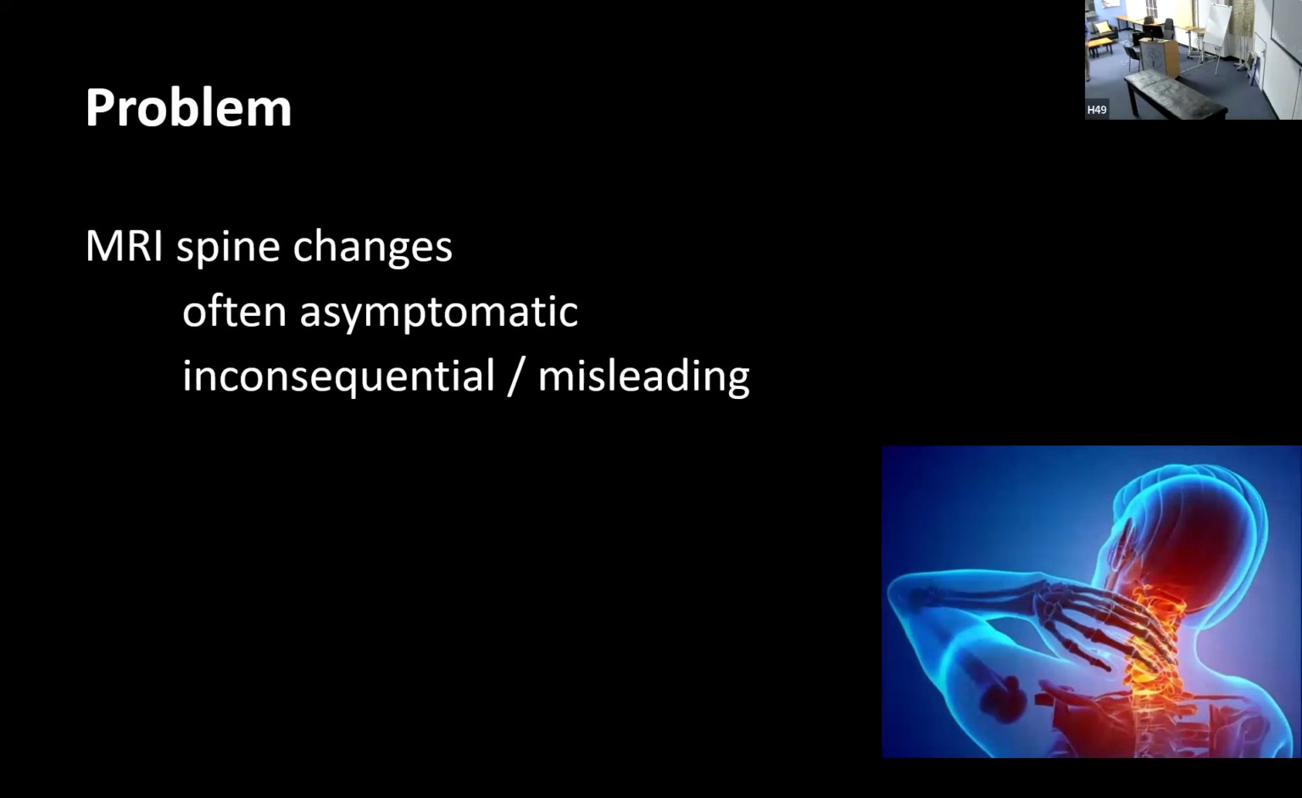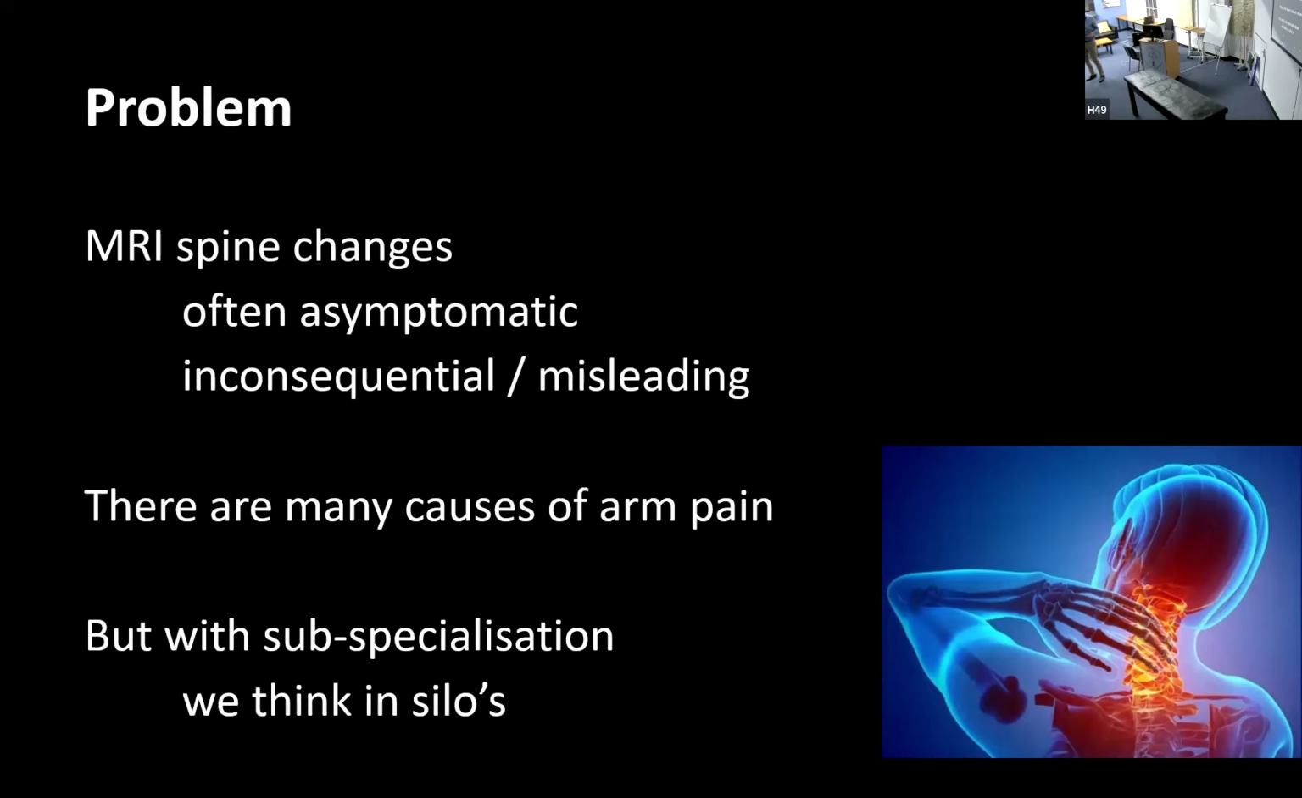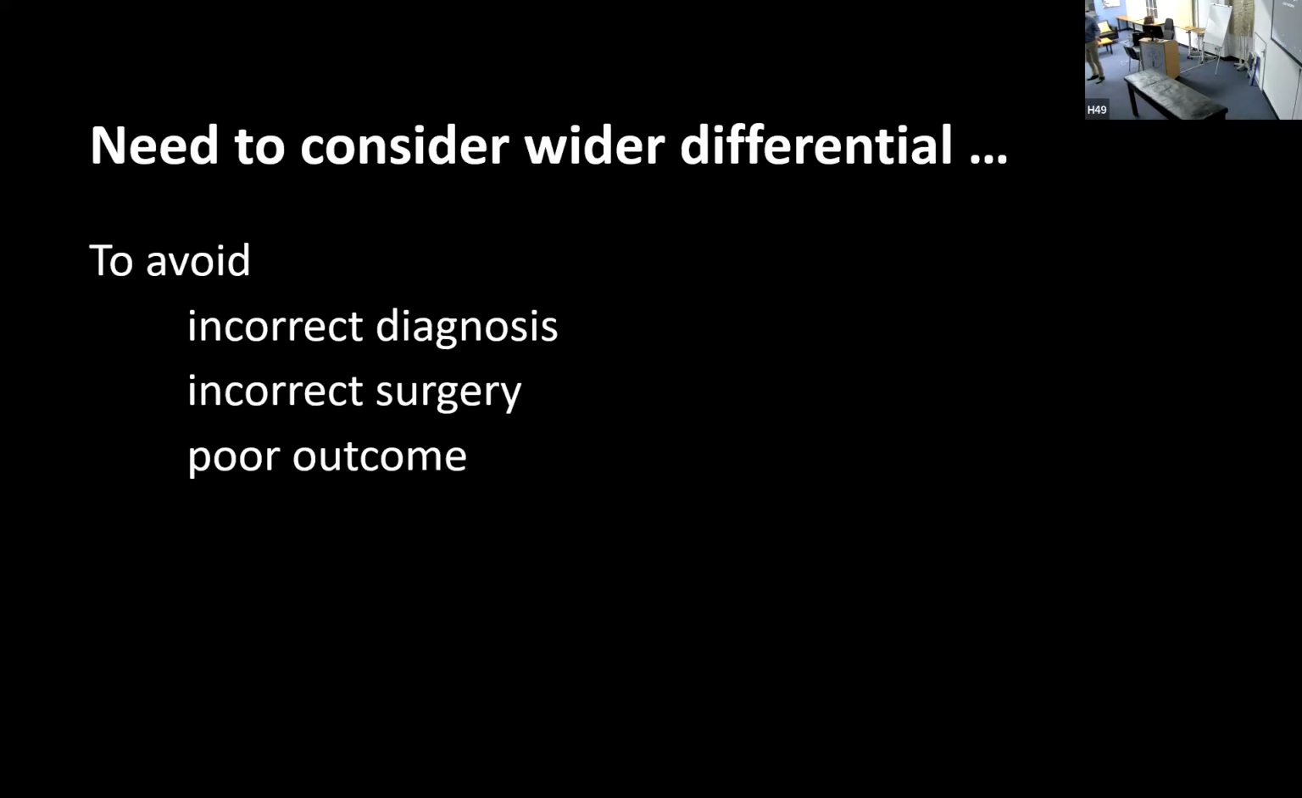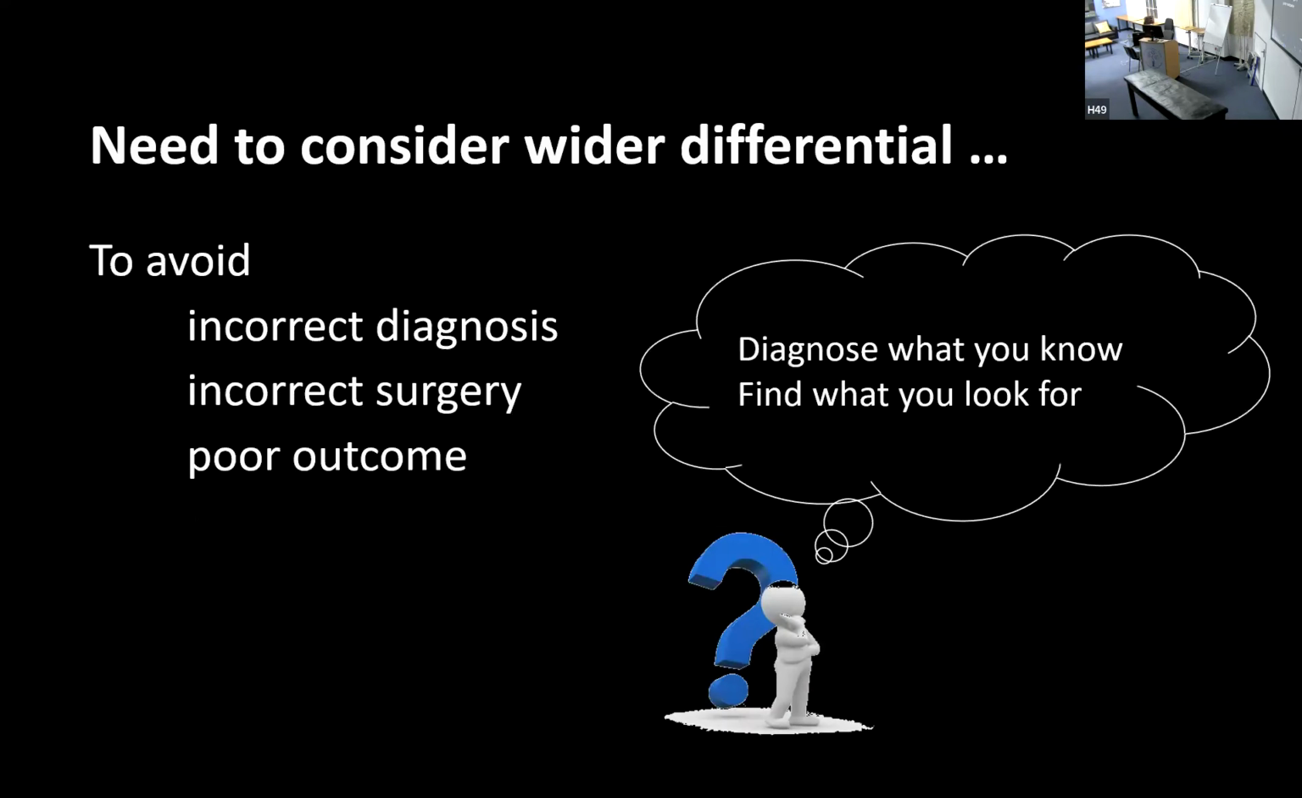Most patients you see are going to have MRI changes. So if a patient comes to you with an MRI, there's more than likely going to be evidence of degeneration on the MRI. But what is the significance thereof? There are many causes of arm pain, and the problem is we get into our little silos. If you turn left in D6, you get put on chloroquine, you turn right, you get a shoulder decompression. So you need to have a wider differential to avoid incorrect diagnosis, incorrect surgery, and poor outcome, okay?